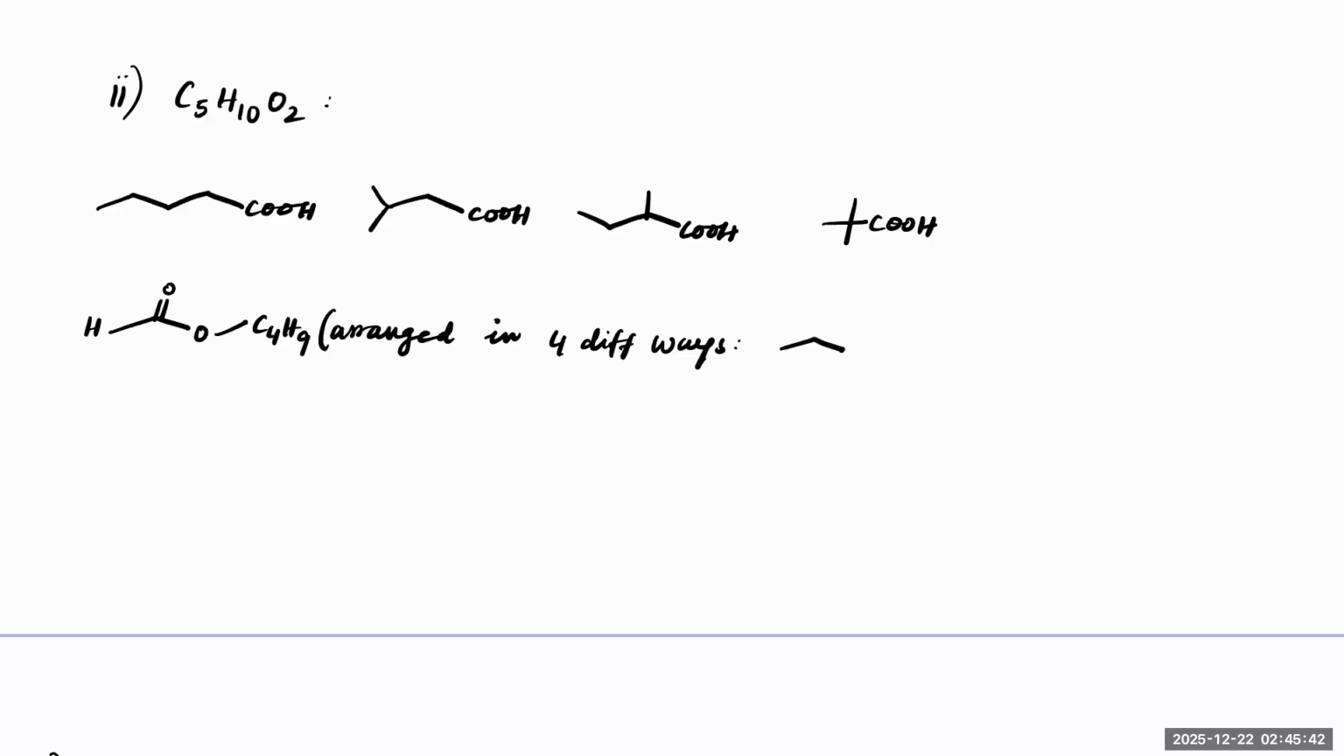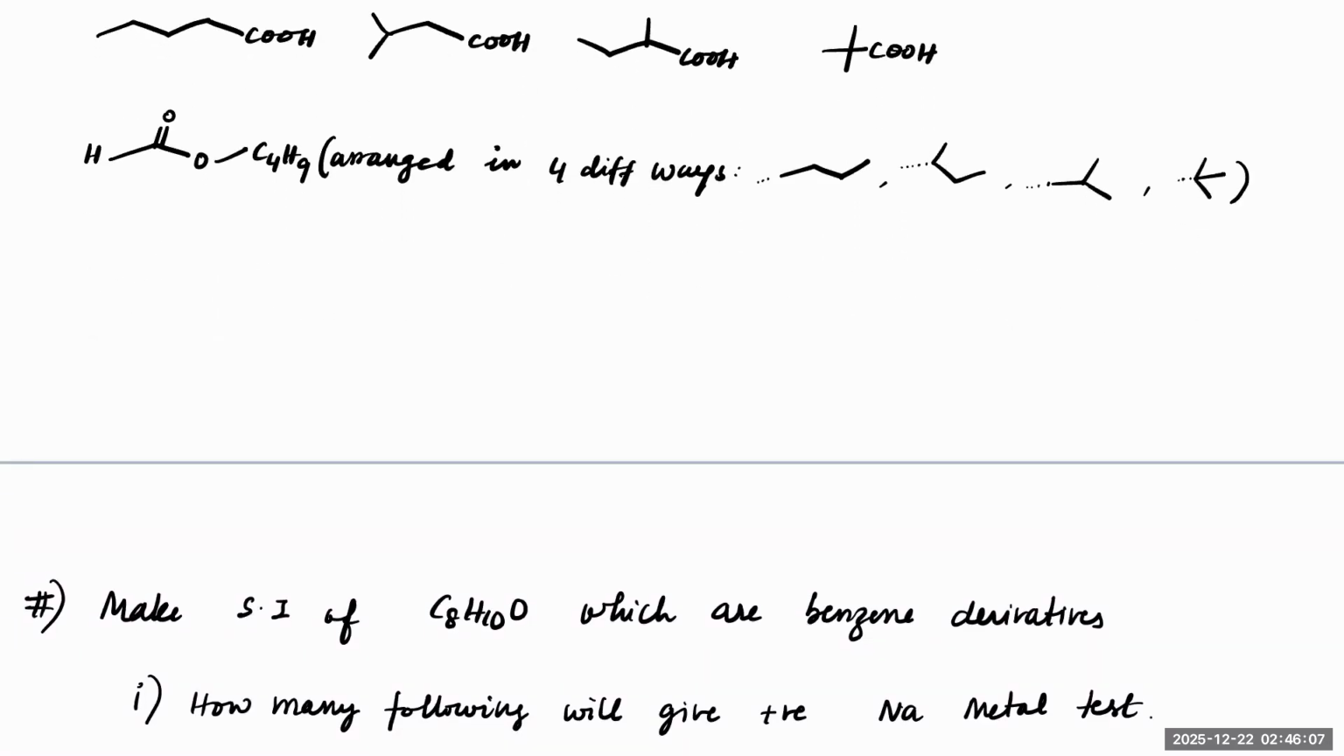What are the ways? We can keep it like this. From here it gets attached, or like this. From here it gets attached, or it could be like this. From here it can be attached, or lastly, from here it can be attached. That is directly tert-butyl. So 4 different attachments we can have.